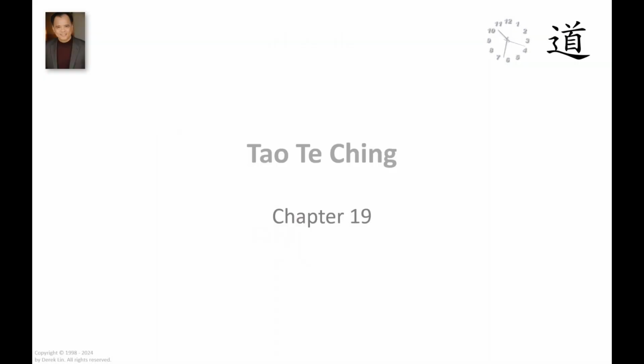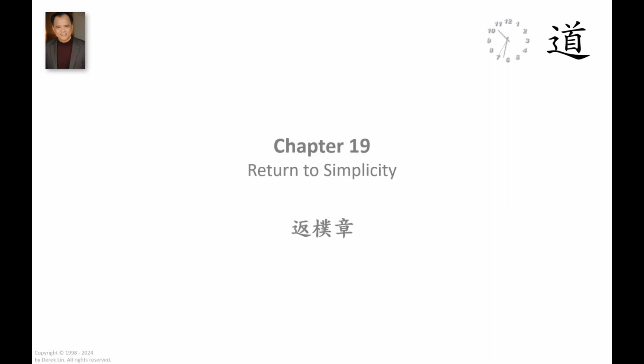And now, without further ado, we will begin our discussion of Tao Te Ching 19. And as usual, we will begin with a look at its title. Chapter 19, Return to Simplicity.